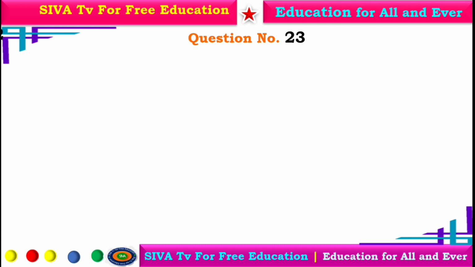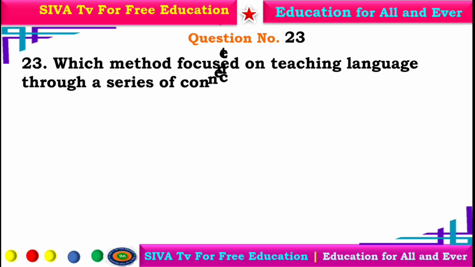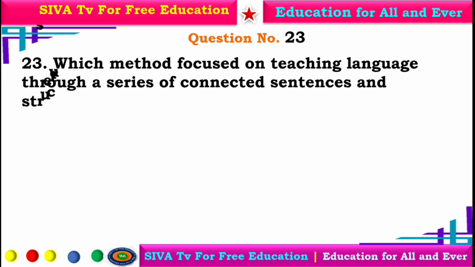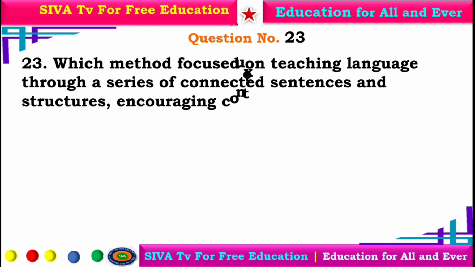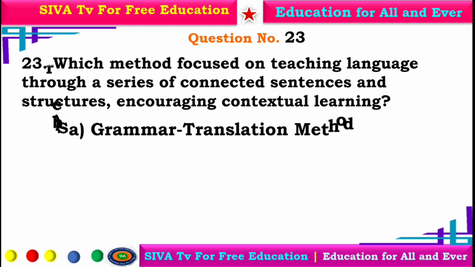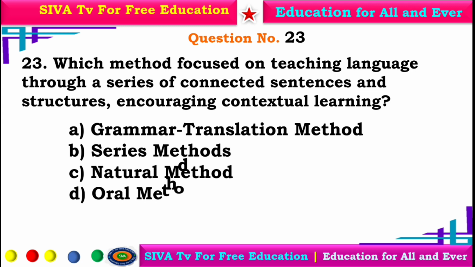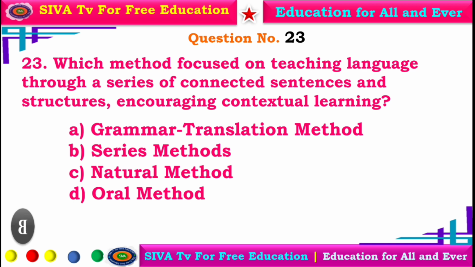Question number 23. Which method focused on teaching language through a series of connected sentences and structures encouraging contextual learning? Option A, grammar translation method. Option B, series methods. Option C, natural method. Option D, oral method. The correct answer is option B, series methods.